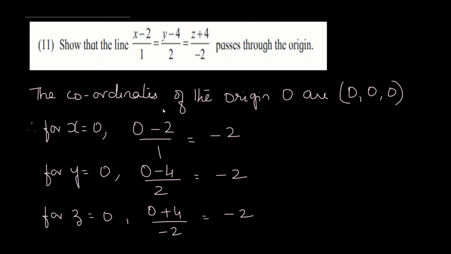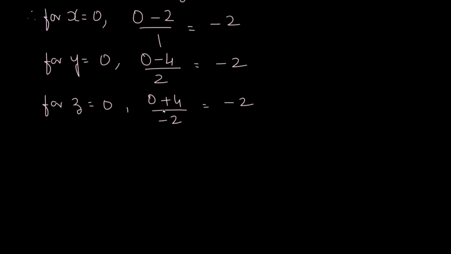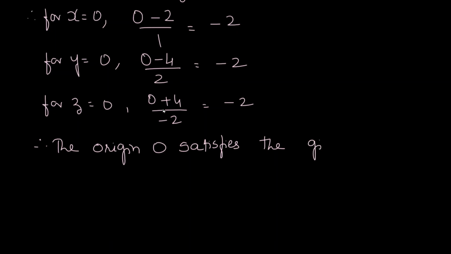That means the origin O satisfies the equation of the given line because the ratios are coming the same. So therefore the origin O satisfies the given equation of the line, and therefore the line passes through the origin.